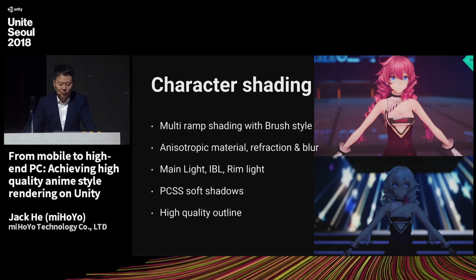Our goal is to achieve a fully dynamic shaded character. All the materials properly react to the light source, including the main light and the environment area lights. The main features of the character shading are multi-channel ramping color for skin and clothes, and special materials like eyes, hair, and other anisotropic materials. The lighting system uses both main light and image-based lighting, and we also have PCSS soft shadows and high-quality outlines.